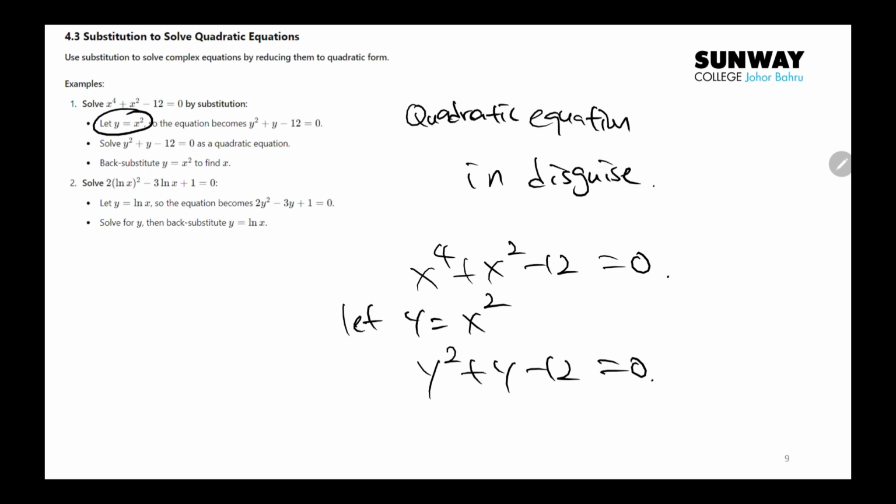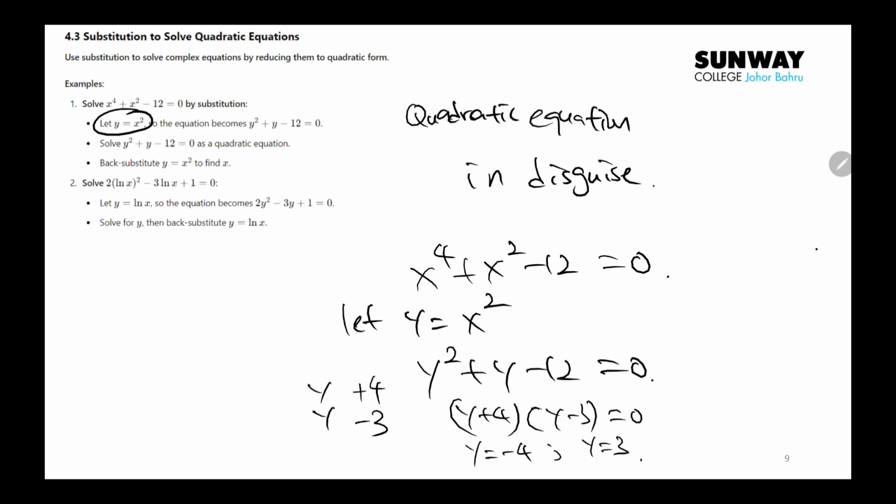From this step onwards, everything is very similar to what we have been doing. So you can use the factorization method, for example. So this is y plus 4 equals 0, y minus 3 equals 0. Something tricky also should be aware of.